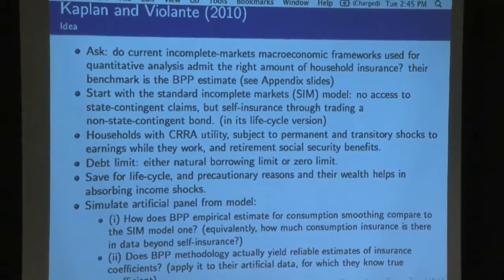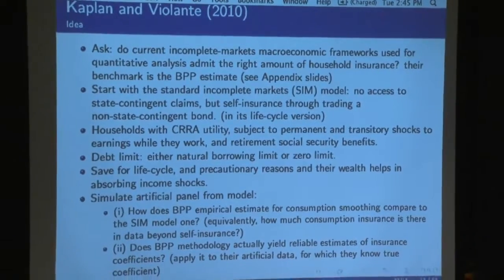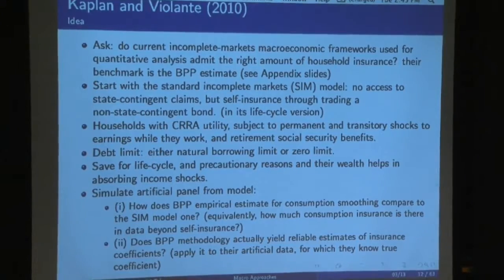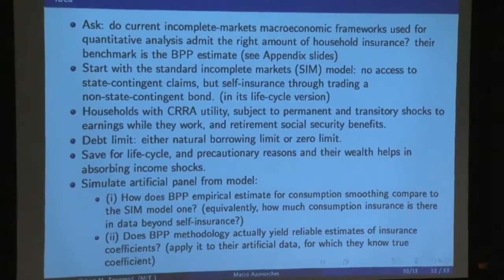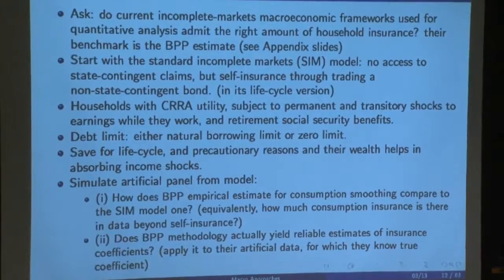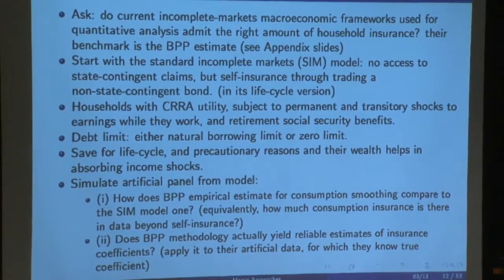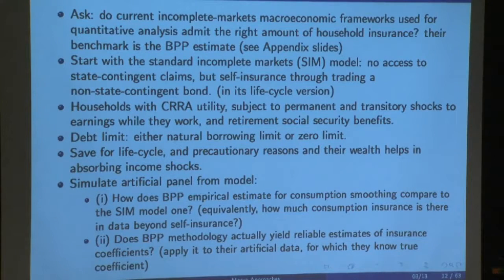So the benchmark model people use for saying, quote, how much insurance is there actually in the data is the Blundell, Pistaferri, Preston paper. I doubt we'll get to that today. It is in the appendix, so I have it in the slides, time permitting. But it's basically a covariance decomposition of the income and consumption process. So that's the quote view of the data. Then for the models, you start with the standard incomplete markets model, assuming no access to contingent claims, but allowing some kind of insurance through buying and selling bonds.